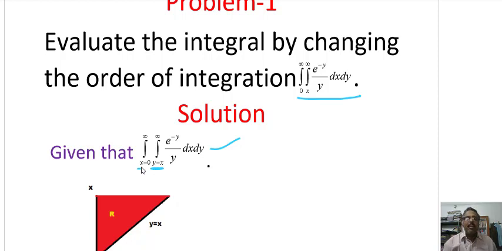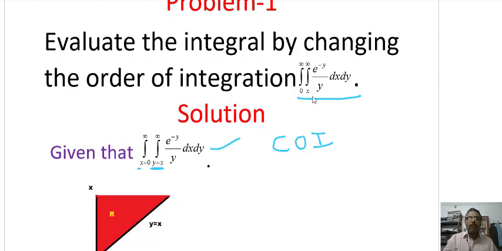Sometimes it is very difficult to integrate with respect to y and then x. For this purpose, apply the change of order of integration. If the method is mentioned, then apply change of order of integration. Otherwise, if it is very difficult to solve the integral, then change the order of integration: first with respect to x, then with respect to y.